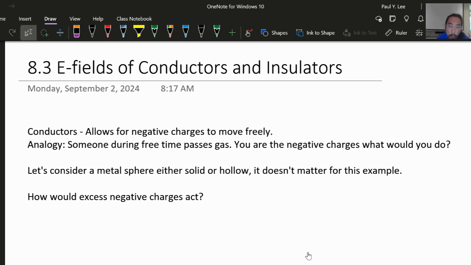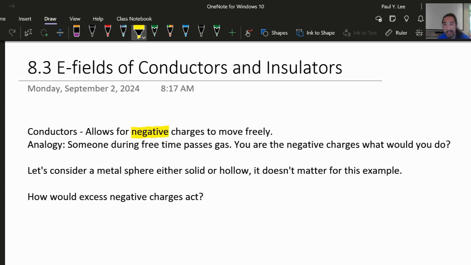We are going to go over the E fields of conductors and insulators. All right, let's begin. Let's start off with conductors. One of the things that I want us to keep in mind is that conductors allow for negative charges to move freely. That's going to be a very common thing that we remind ourselves of over and over again: negative charges.